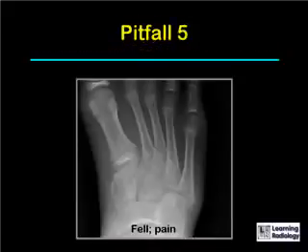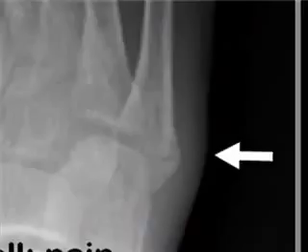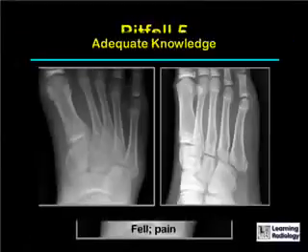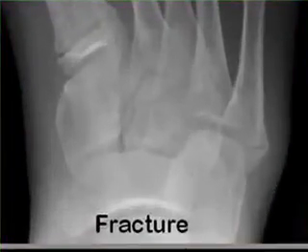Here's your next case. This is a 4-year-old who fell and has pain, and I'll show you exactly where the patient has pain. The question is, is this a fracture, or is this a normal epiphysis or developmental structure? Well, this is an example of having adequate knowledge and being able to recognize abnormal. The case that I showed you is indeed a fracture.